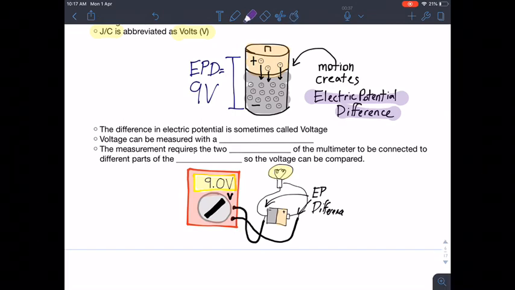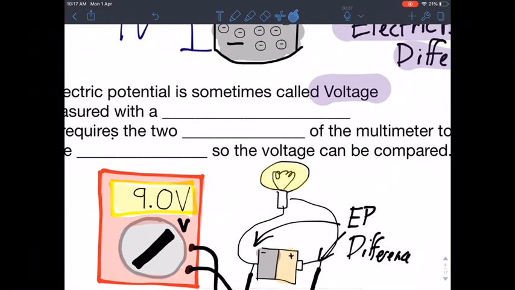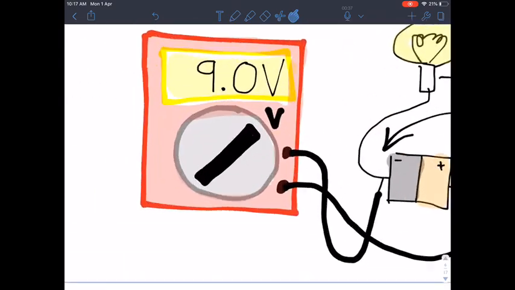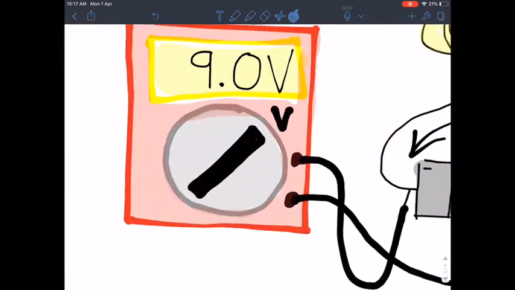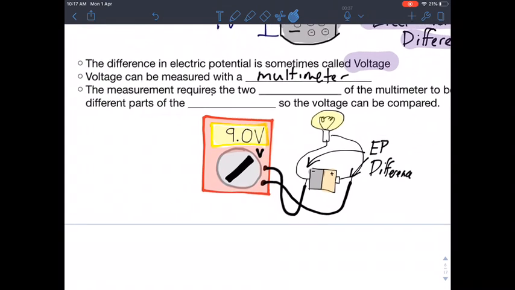Because it's measured in volts, we sometimes call that the voltage. The tool we use to measure voltage is called a multimeter. And I've drawn a picture of a multimeter right here as this little red box. Notice it says 9 volts.